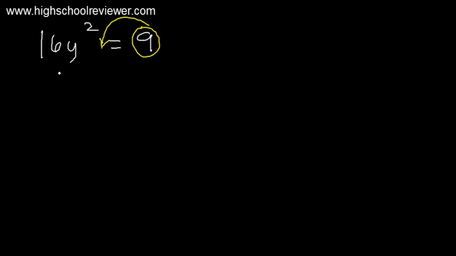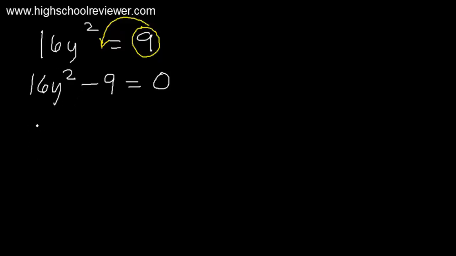So transposing or transferring, we will have 16y squared. If we transpose positive 9 to the other side, it will change sign. So this will become negative 9. And what will be left on the right side is 0. This is now a quadratic equation since we have here y squared.